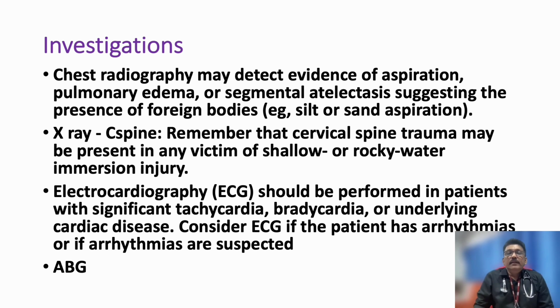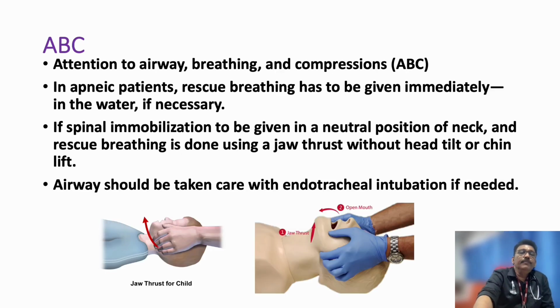Some investigations in the emergency room are very, very important. One is you can take a chest X-ray to see if any aspiration contents are there in the lungs. C-spine X-ray should be taken when any other injury is there. ECG should be taken because many patients can have bradycardia and Osborne waves, that we will see afterwards. ABG should be taken. Many patients can have lactic acidosis because of hypoxemia.